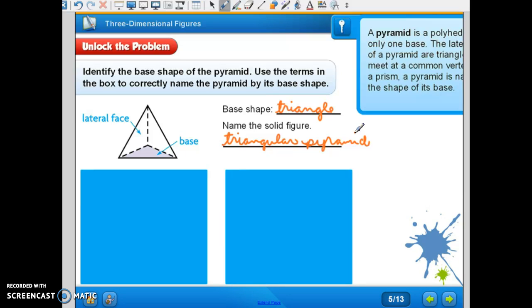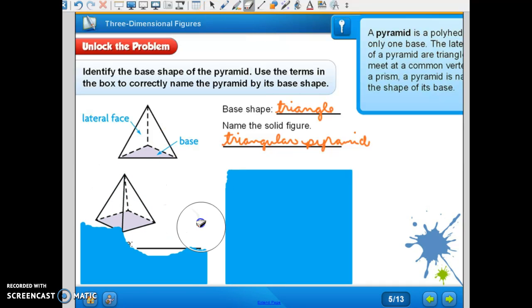I have trouble with students getting pyramids and prisms confused. Can we think of any way that we could use the word pyramid to help us remember that it comes to a point at the top? Think about that. Okay, let's see what they give us here.